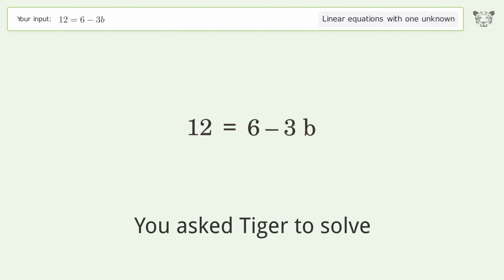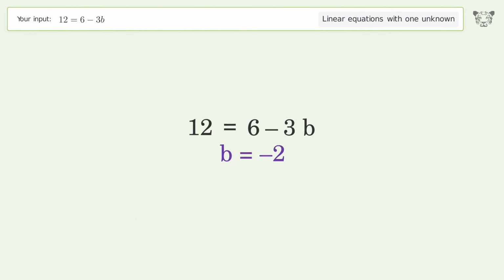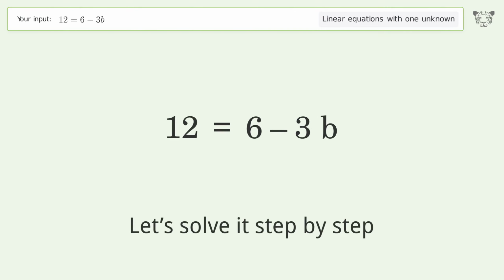You ask Tiger to solve this. It deals with linear equations with one unknown. The final result is b equals -2. Let's solve it step by step.